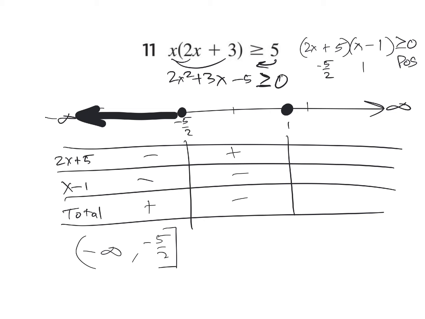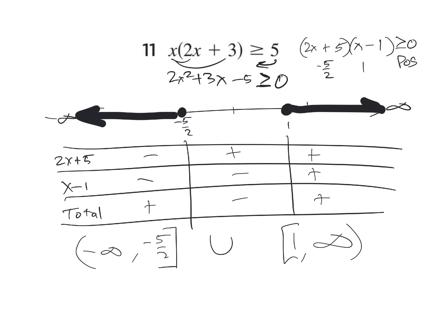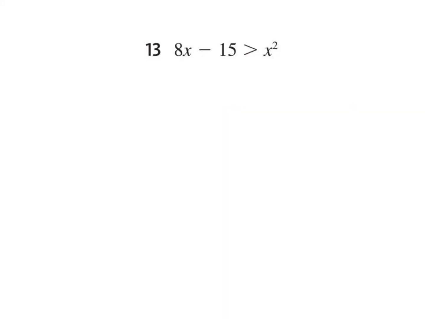It doesn't work. Number 2, plug 2 in. 2 times 2 is 4, plus 5 is positive. 2 minus 1 is 1, that's positive. Hey, that's positive. So from 1, including 1, to positive infinity, that's going to be shaded as well. So our interval notation is there. Let's go ahead and look at the answer. And there you go. Looks just like what we have. Excellent.